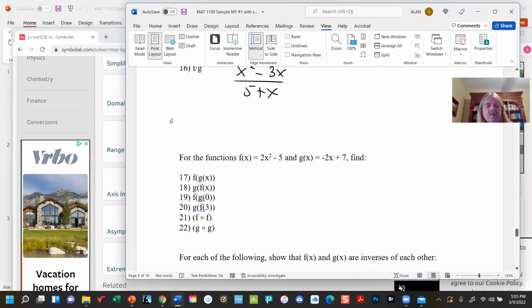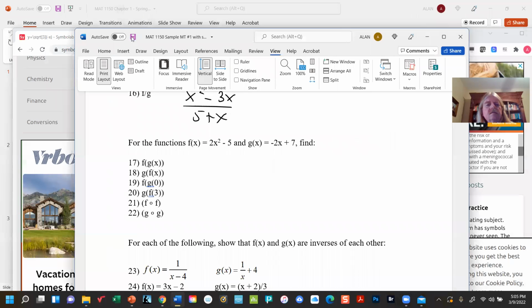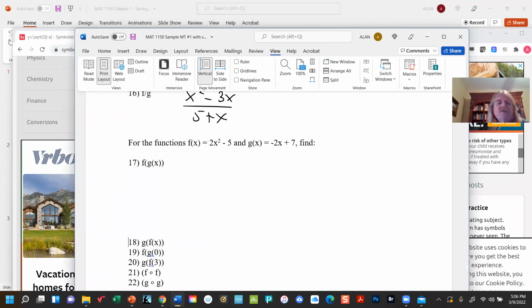All right. Now, these are a little bit more challenging. These are composite functions, functions of functions. And sometimes they're more straightforward than others. But the most important thing is to remember how to operate these. F of g of x, for example, means we take f of x and we literally replace each x with a g of x.